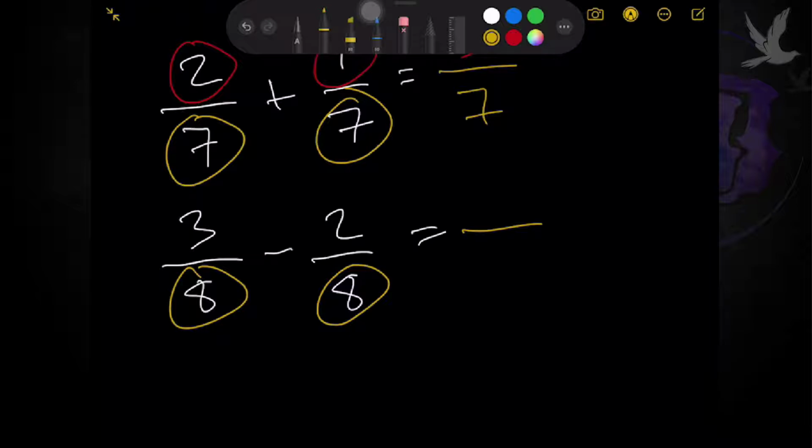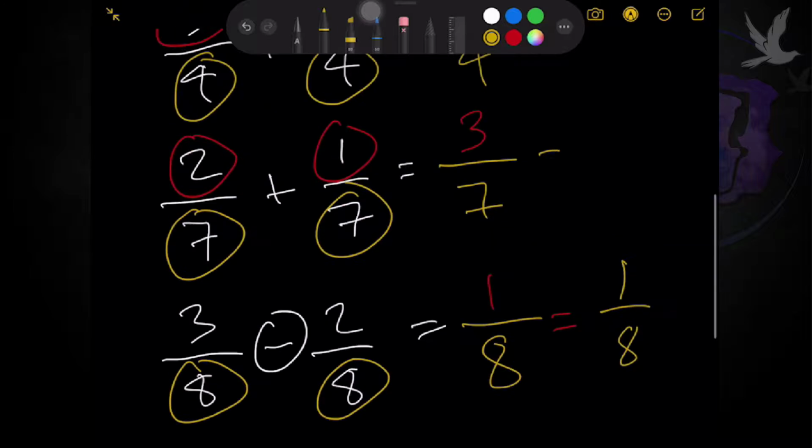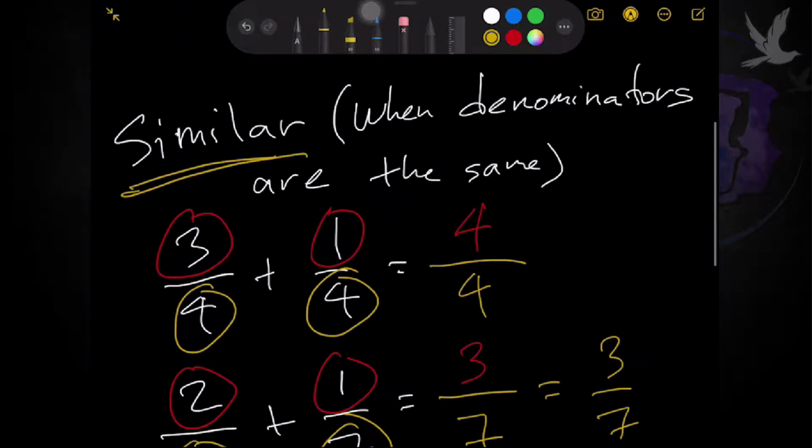Here, 8 and 8. The same denominator, so just copy 8. Okay, this only works for similar fractions where their denominators are the same. Now, take note of the sign, that it is minus. So take their numerators, 3 minus 2 will give you 1. Okay, the final answer here is 1 over 8.